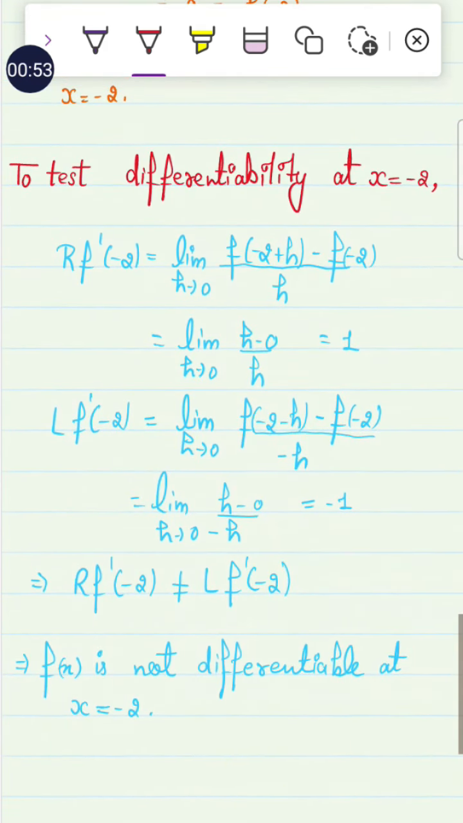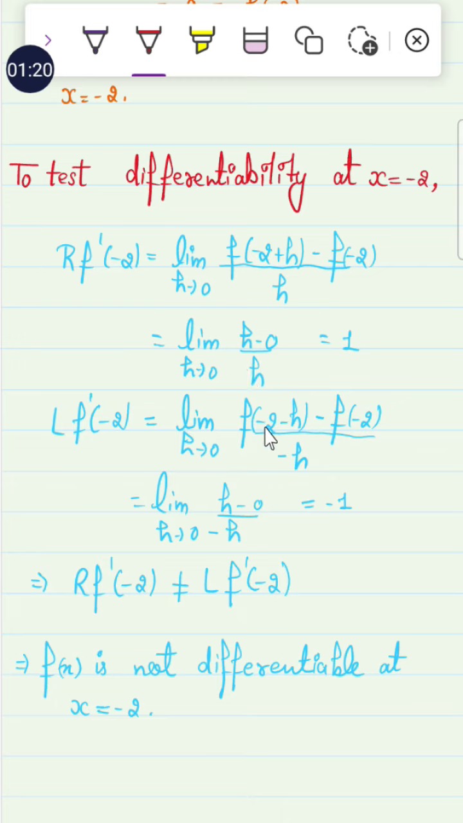Now to test the differentiability at x equals minus 2, if the right hand derivative is equal to the left hand derivative, then it is differentiable. Now limit h tending to 0 of f of minus 2 plus h minus f of minus 2, upon h. Taking the value of minus 2 plus h, which is h, and f of minus 2 which is 0, then this gives 1.